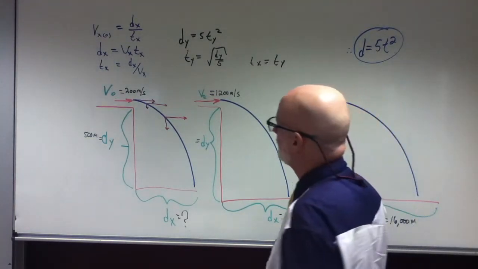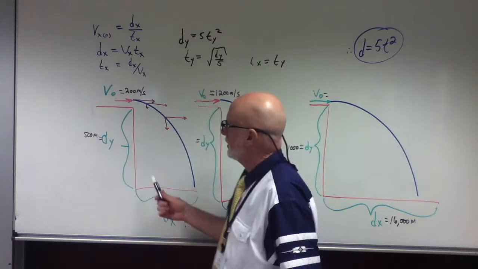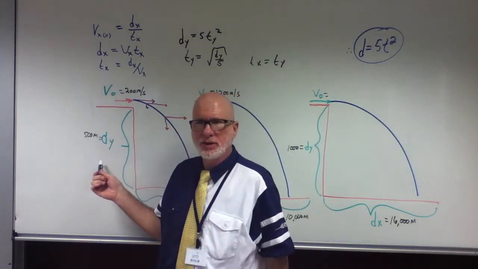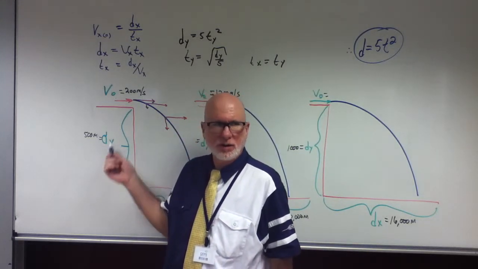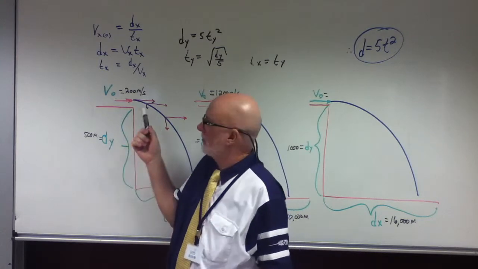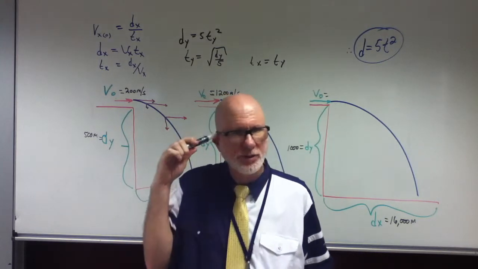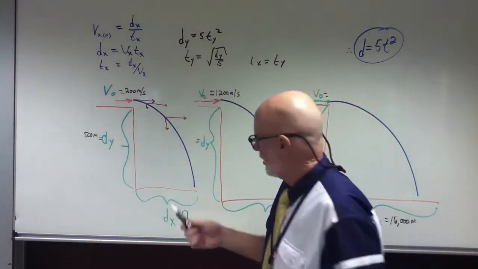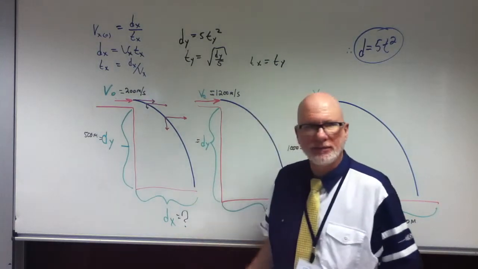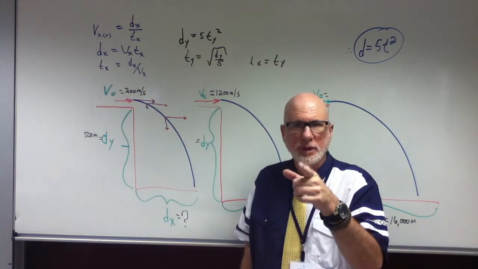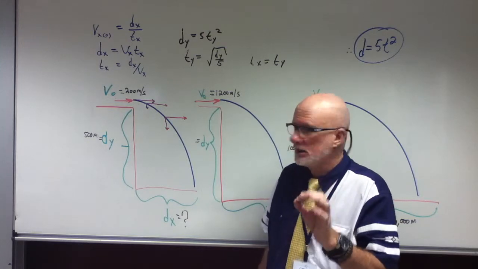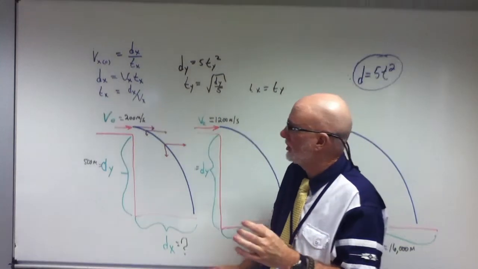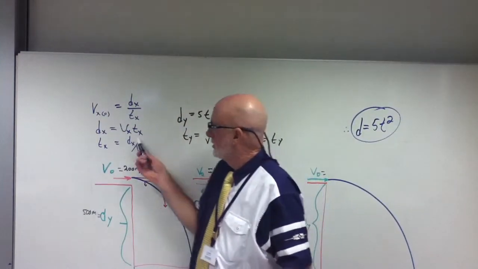The first one: I have 500 meters tall, yes? And I have the velocity of 200 meters per second, right? And I want to know the dx. What do I have to do? In order to find dx, what obvious equation are you going to use? You're going to use this one, right?